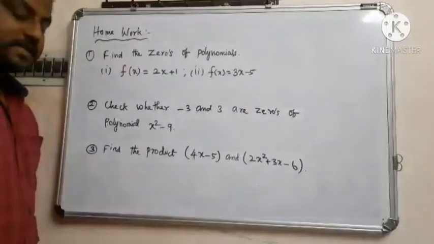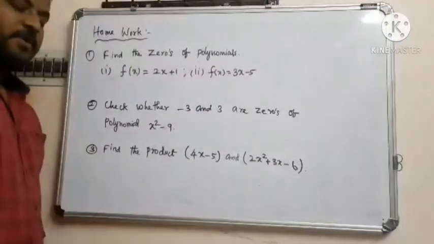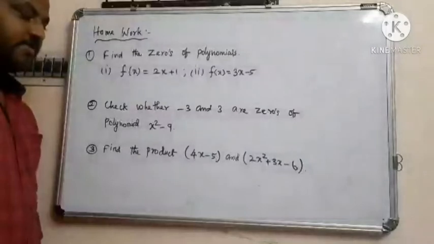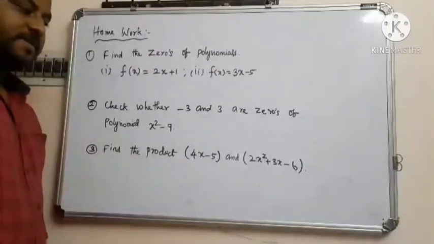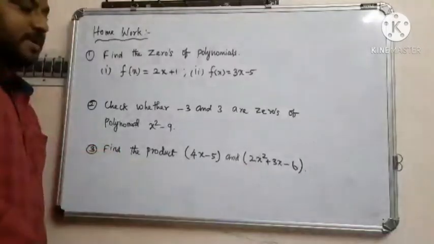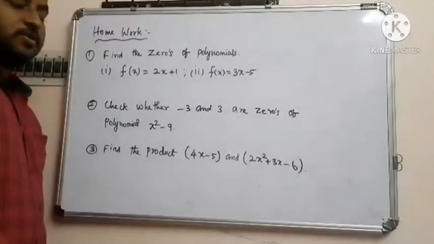Then third question is find the product. Product means you have to multiply 4x minus 5 and 2x square plus 3x minus 6. So you have to multiply these two polynomials. Clear? So these three questions are homework for you.